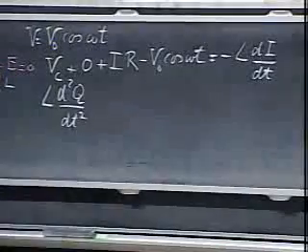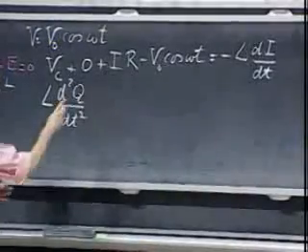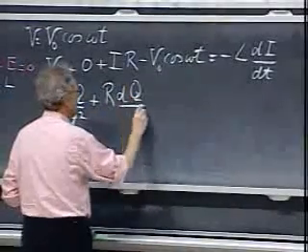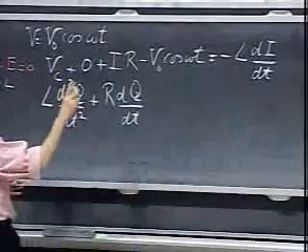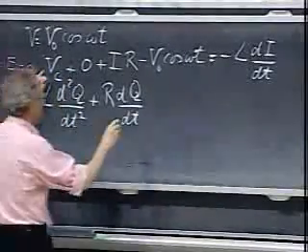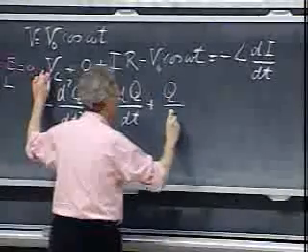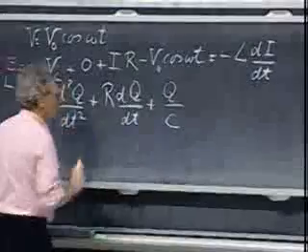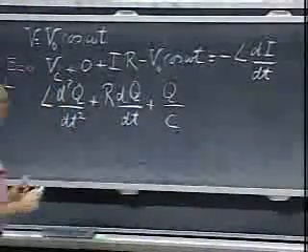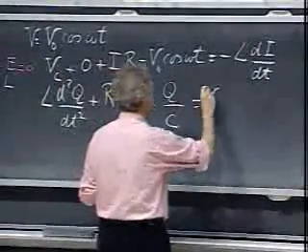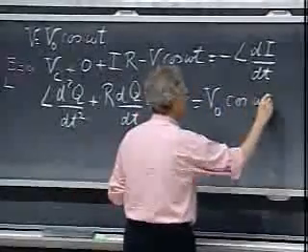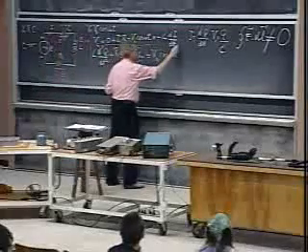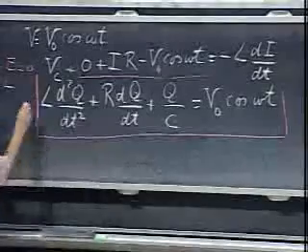My goal is to get everything in terms of q. Then my IR becomes R times dq/dt. And my V of C becomes q divided by C. Notice that I ranked them in order d2q/dt squared, dq/dt, and then q. You don't have to do that, but there's nothing wrong with doing that. And then we get here equals V0 cosine omega t. And this is the form in which most books would present this differential equation.